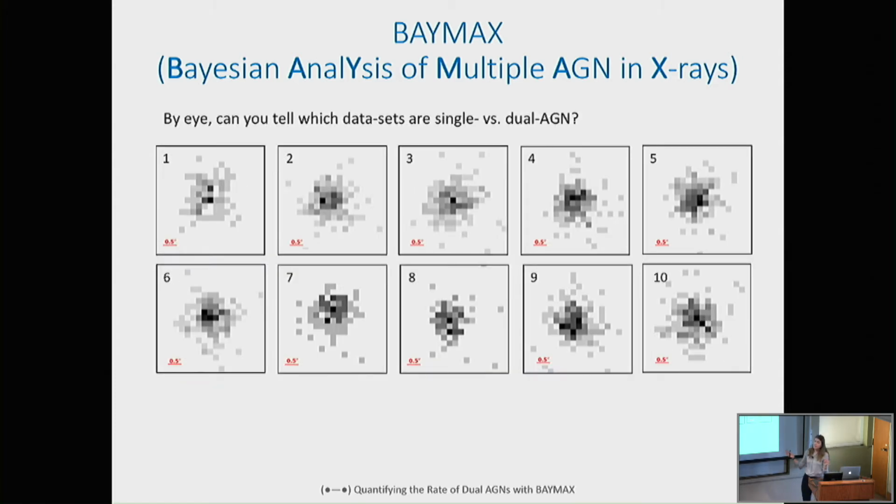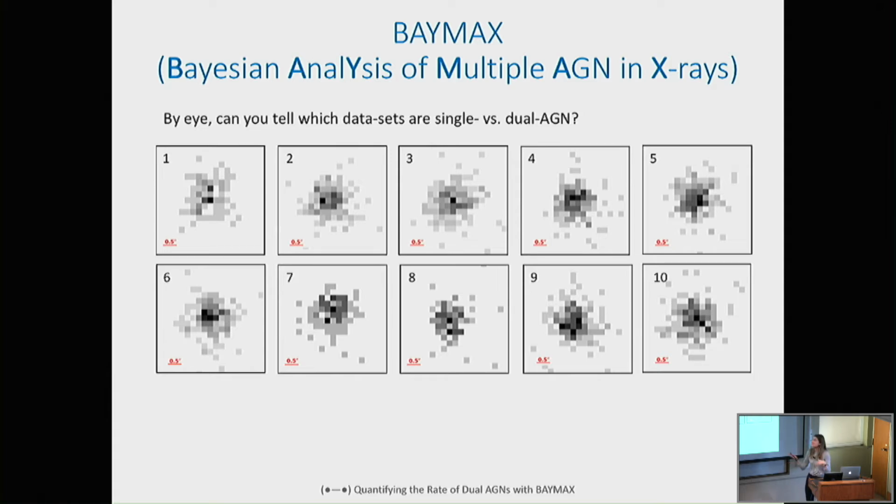So this slide really nicely exemplifies the power of Baymax, and it allows me to quiz my audience. So I have 10 simulations here. 5 of these are single point source systems as seen by Chandra, and 5 of these are dual point source systems. And I like to see if anyone can correctly identify the dual point source systems. But a lot of times it's quiet. Yeah, did someone say 8?